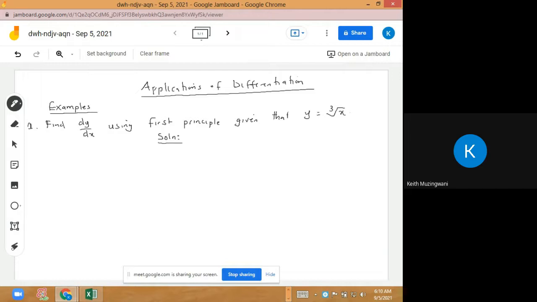Here, we know that dy dx is going to be the limit as h goes to 0 of the cube root of x plus h minus the cube root of x, everything over h.